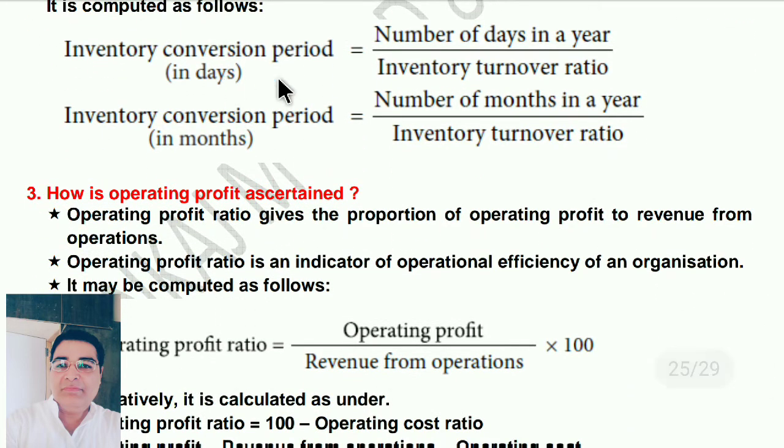Inventory conversion period in days equal to number of days in a year divided by inventory turnover ratio. Inventory conversion period in months equal to number of months in a year divided by inventory turnover ratio.